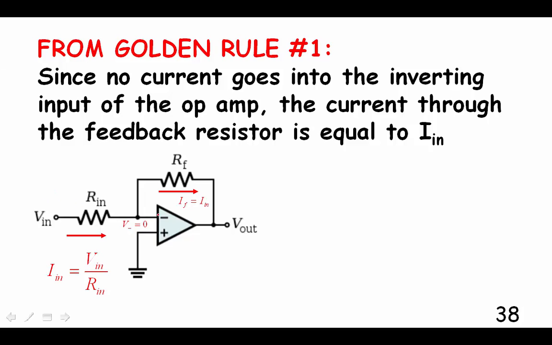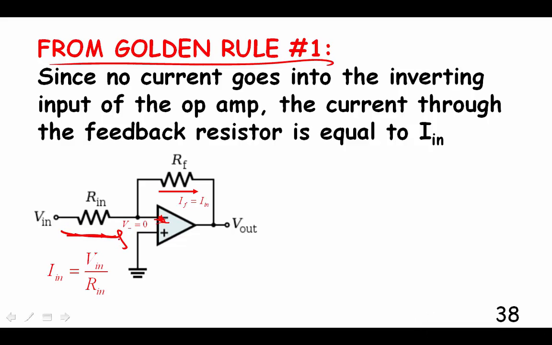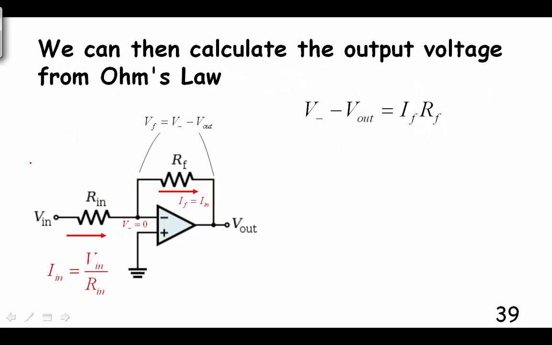Since there's no current going through that input, this is golden rule number 1, we can say all the current that comes through this resistor has to go through that resistor. That's golden rule number 1. We call that the feedback resistor. We're getting negative feedback there. The current through the feedback resistor is equal to the current through the input resistance.